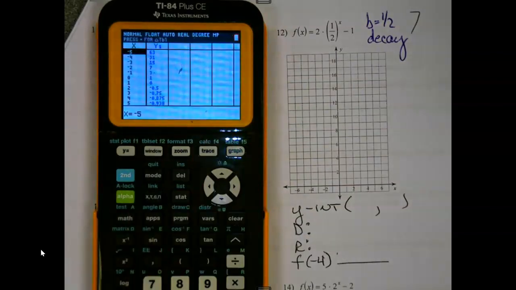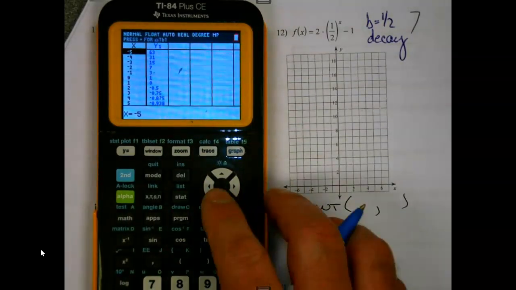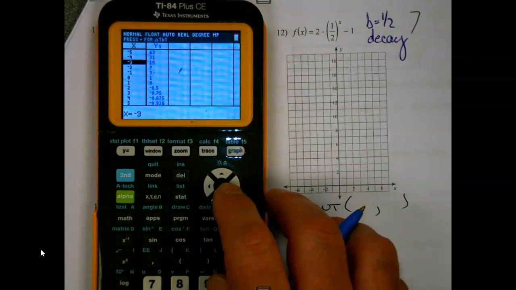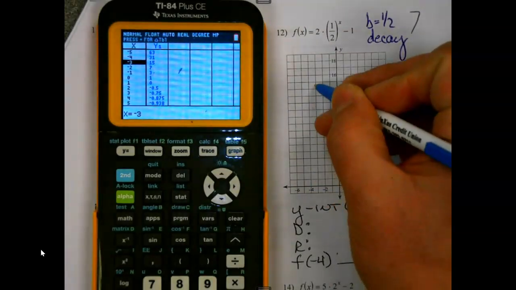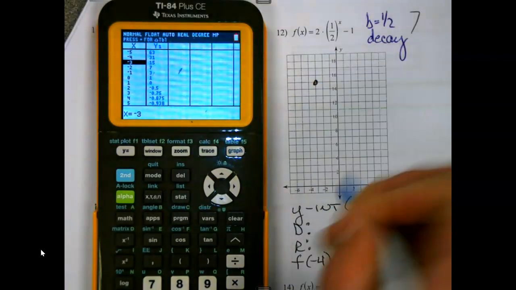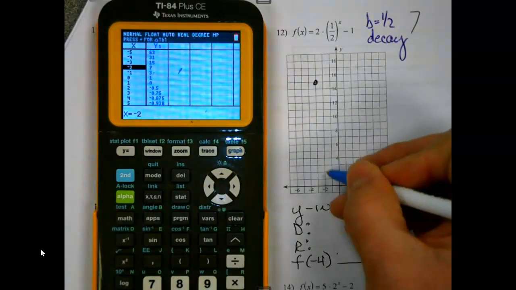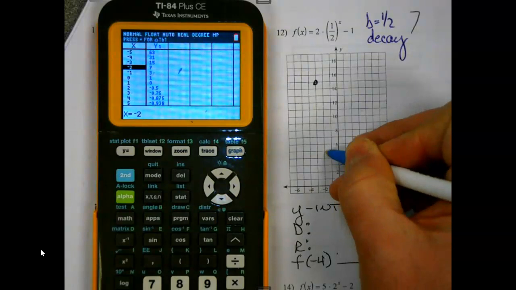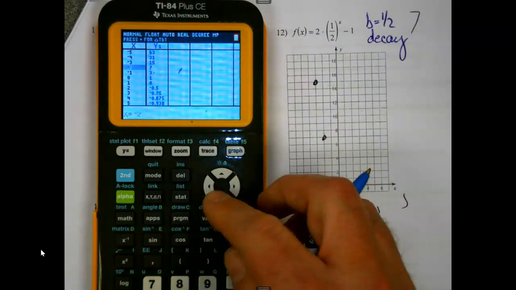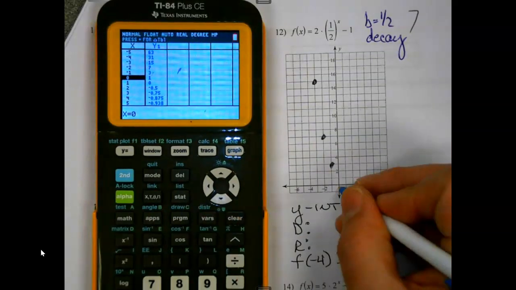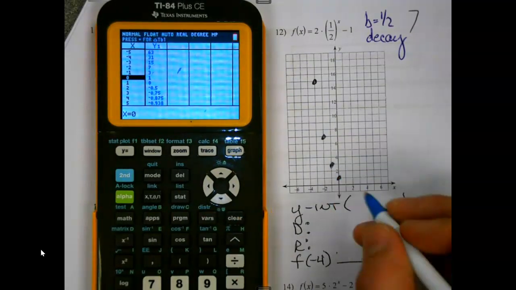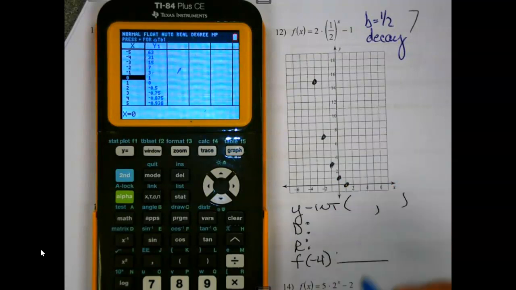Second graph. All right, where's some whole numbers that are going to fit? Well, yeah, -3, 15 will fit. Okay. -2, 7. -1, 3. Ooh, I got a lot this time. 0, 1. Then it starts to get a little funky.